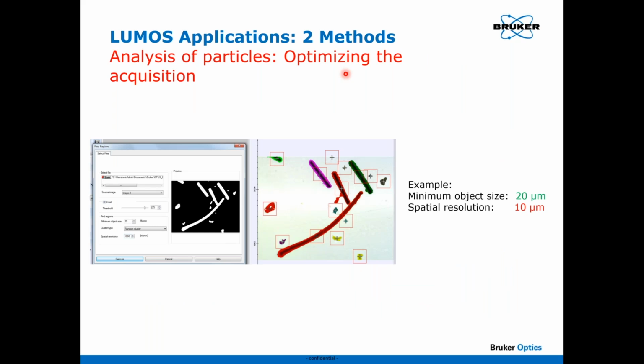Now, another way to analyze particles, and we introduced this about a year or so ago, is automatic targeting of particles. So now I can have particles and fibers that are present, and I'll use the visible image. The software uses the black and white image to enhance the contrast. And we'll actually look and say, okay, what's the minimum object size and the minimal spatial resolution we want? And then the software will automatically target what we have there.